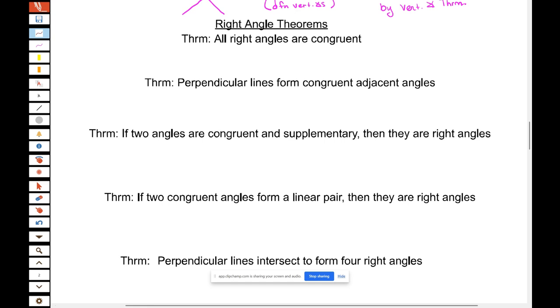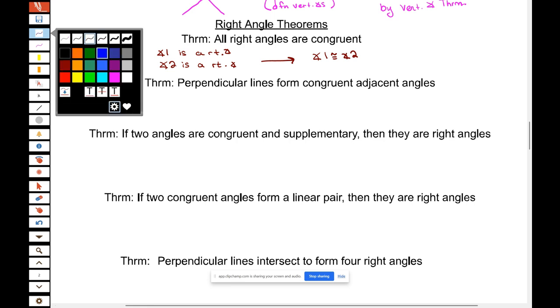All right angles are congruent. So yes, if I say angle 1 is a right angle, abbreviating with RT angle, angle 2 is a right angle, we can conclude that angle 1 is congruent to angle 2. And that's a very short, nice proof to do. It's a nice proof to put on a test for that reason.